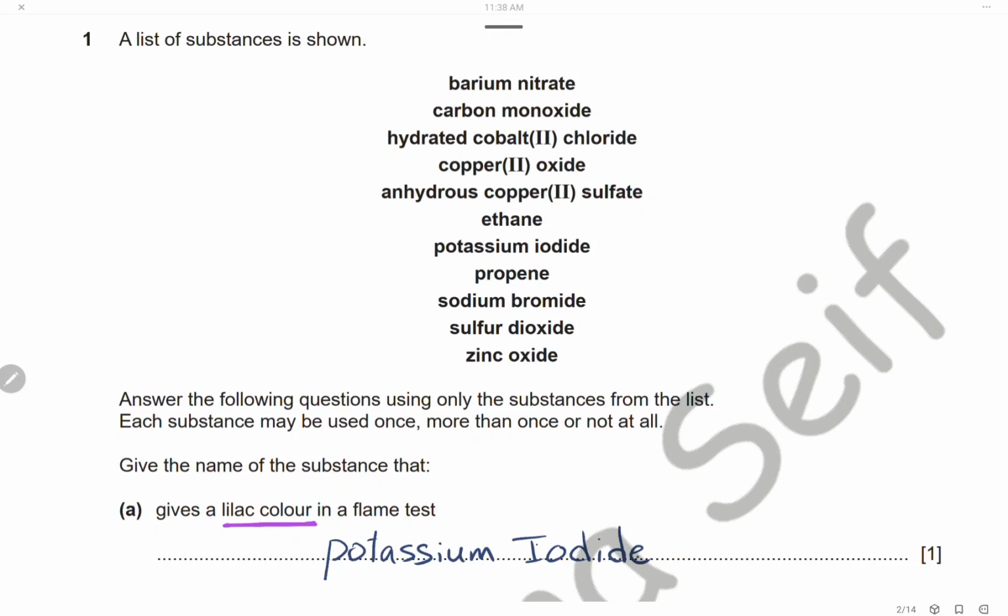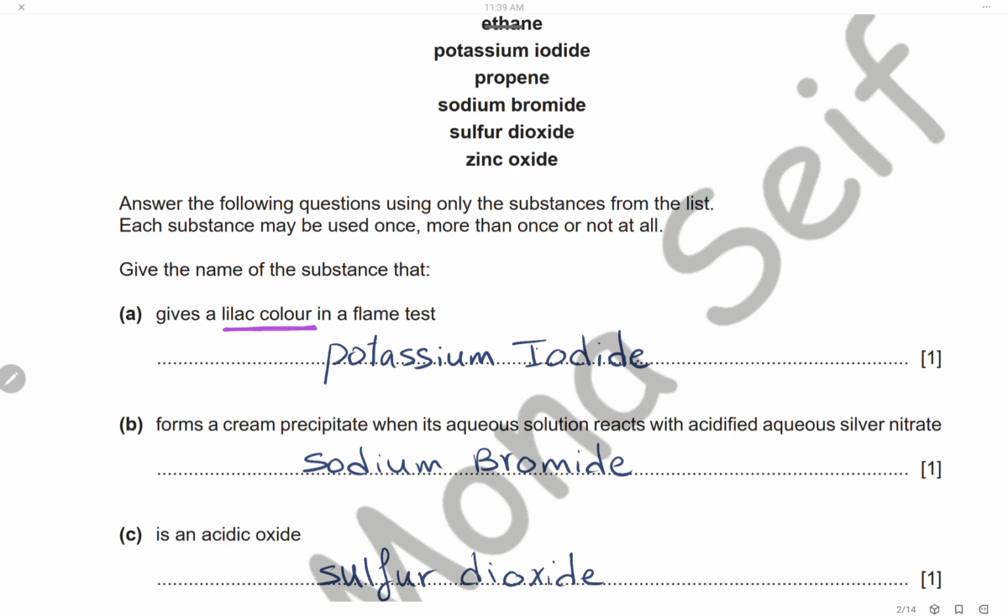A list of substances is shown. Answer the following questions using only the substances from the list. Give the name of the substance that, number 1, gives a lilac color in the flame test. Metal ions that give lilac color in the flame test are potassium ions, so the answer here will be potassium iodide. B. Forms a cream precipitate when its aqueous solution reacts with acidified aqueous silver nitrate.